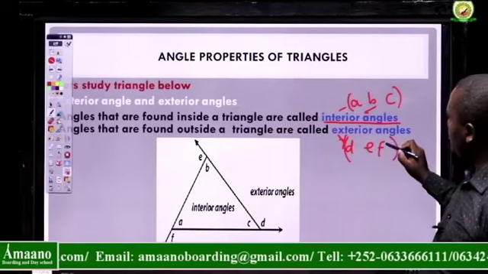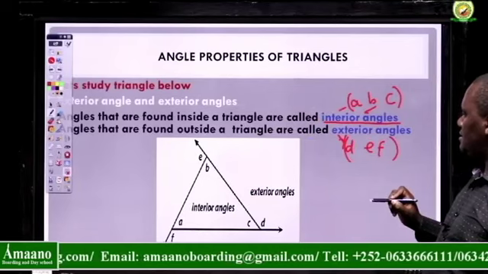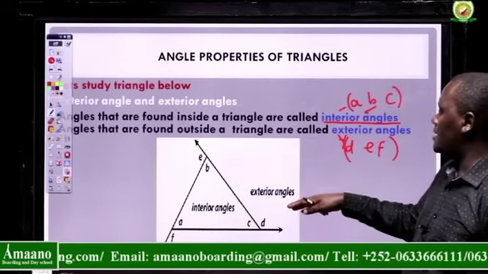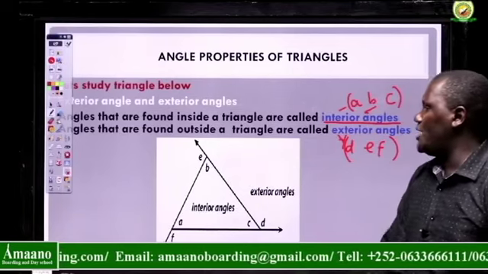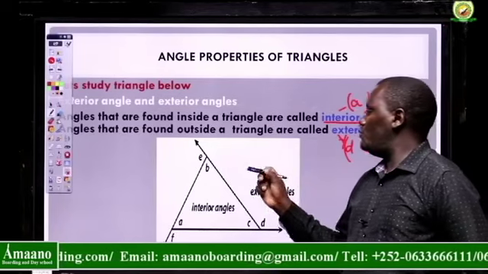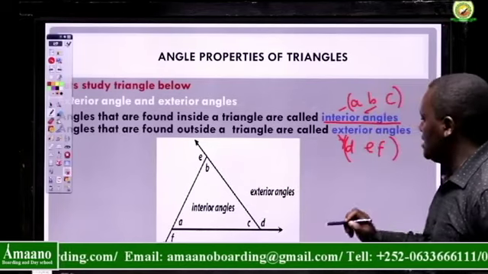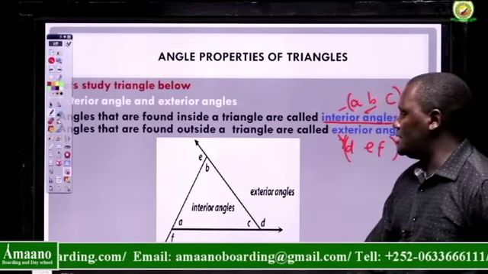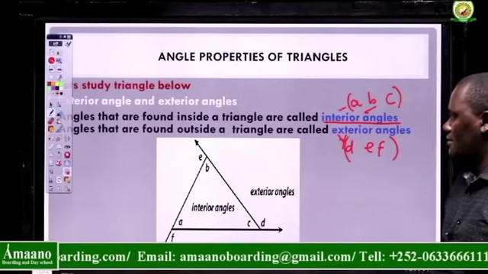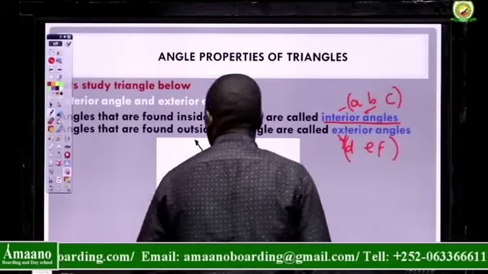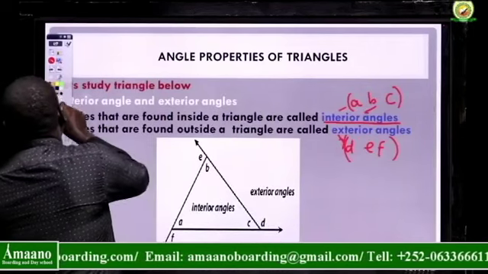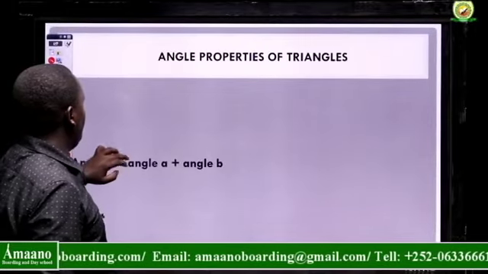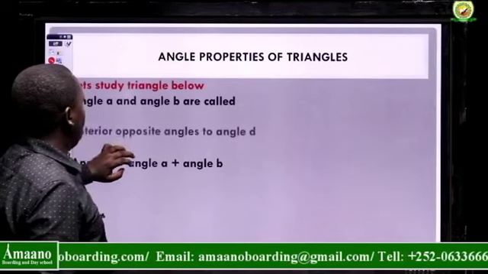Now, after we know these angle properties, that is, interior angles are found inside the triangle and exterior angles are found outside the triangle, then we are able to find the missing angles when we are given an exterior angle and we are asked the missing angles in the interior. Let's look at the next triangle. I have angle D equals to angle B. Okay, let's study this triangle.